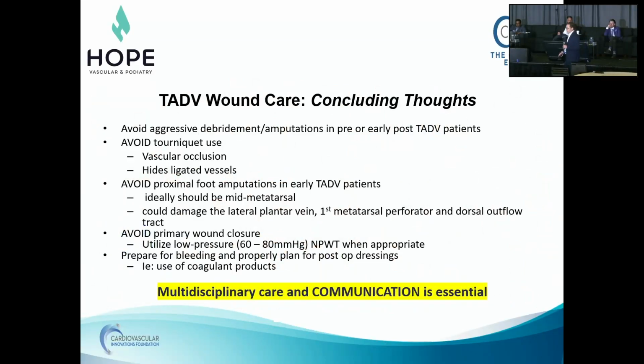And just to kind of wrap things up here, in this particular patient population, avoid aggressive debridement early, avoid tourniquet use. Yes, these patients are going to bleed, and they're going to bleed a lot, but you want to be able to see that, ligate those vessels, and make sure that you're properly planning for proper anticoagulants and coagulation during the procedure. Don't do anything too proximal. If you do, you risk running into the arterialization site, which could be very problematic.